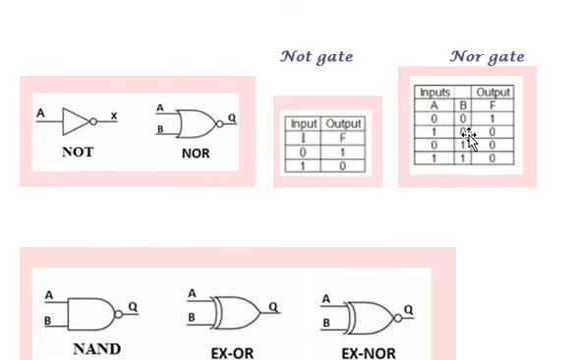Whenever we gave a 1 and a 0, we got a 1 in the OR gate. But when we give a 1 and a 0, or a 0 and a 1, or a 1 and a 1, we'll get 0 only. That is nothing but the complement of the OR gate. This is how we represent NOT and NOR using the truth tables.